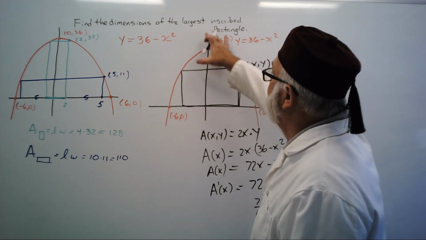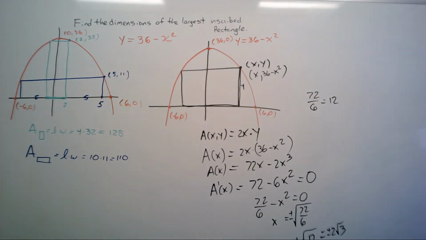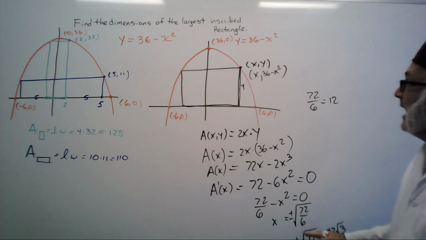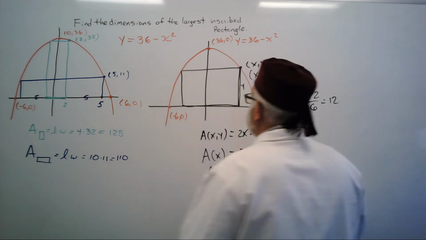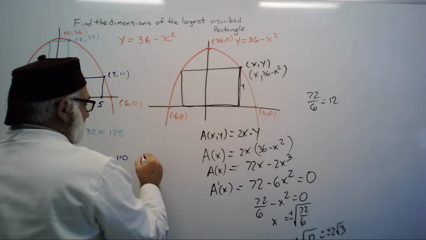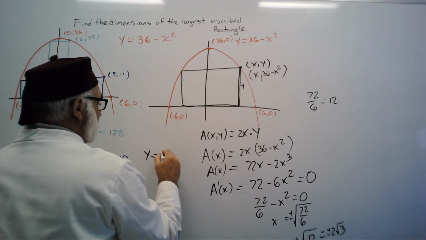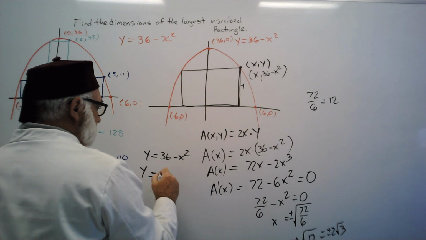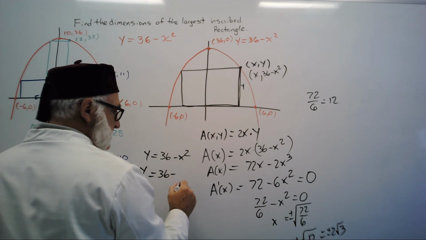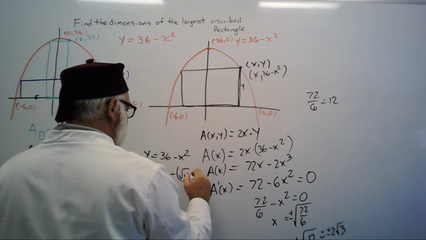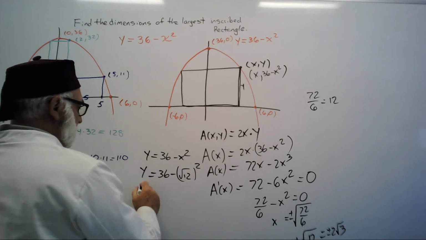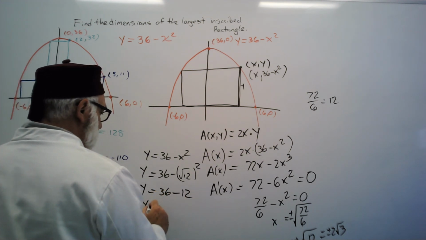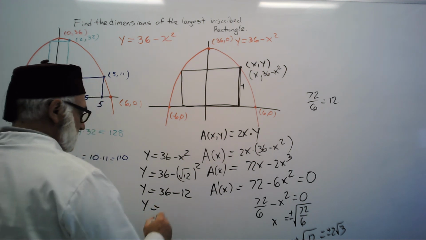So, find the dimensions of the largest inscribed rectangle. We have x. To get the y coordinate, we plug in: y is equal to 36 minus x squared, or y is equal to 36 minus the square root of 12 squared, which makes y equal to 36 minus 12, or y equals 24.